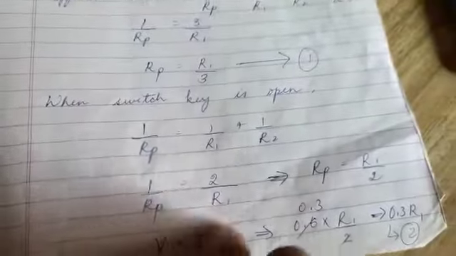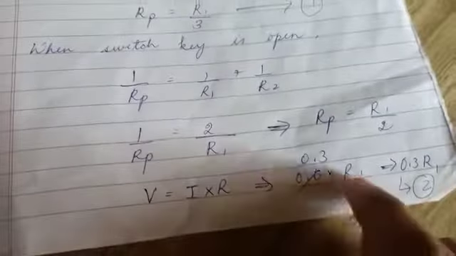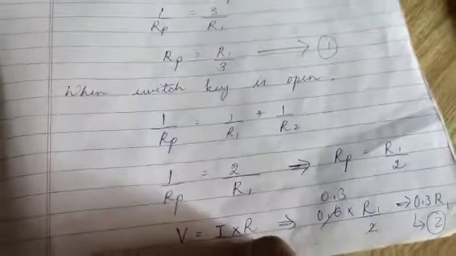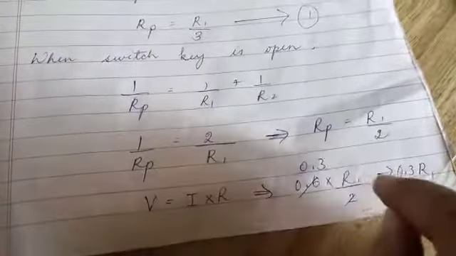Now V is equal to I into R. I has been given as 0.6 ampere. So 0.6 into R. Total resistance that is given over here is R1 by 2. Cancel, you will get voltage as 0.3 R1. That is my second equation. So my voltage is 0.3 R1 and my total resistance is R1 by 3.